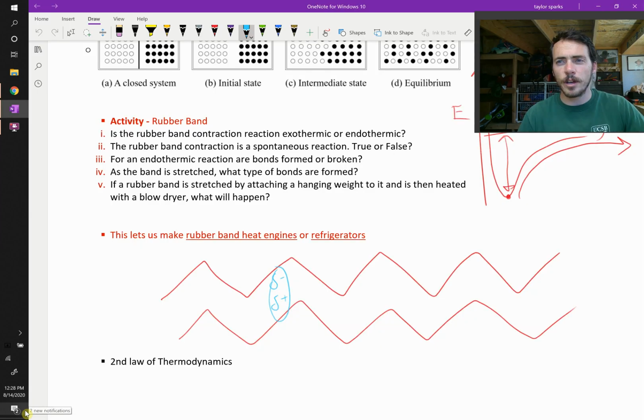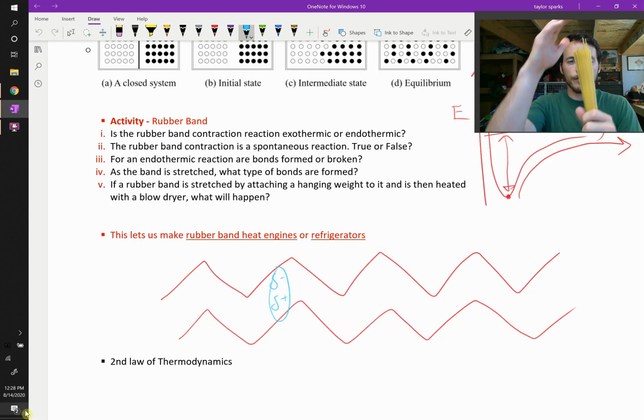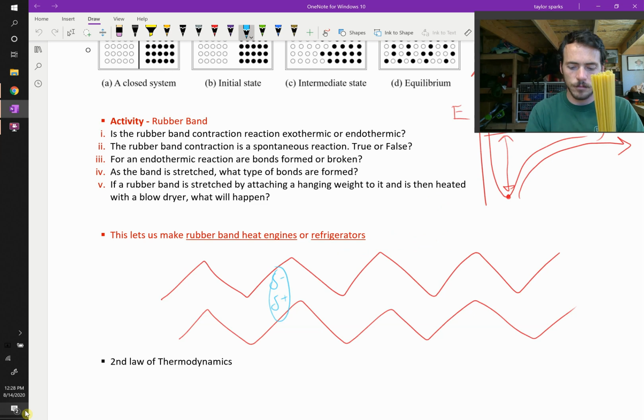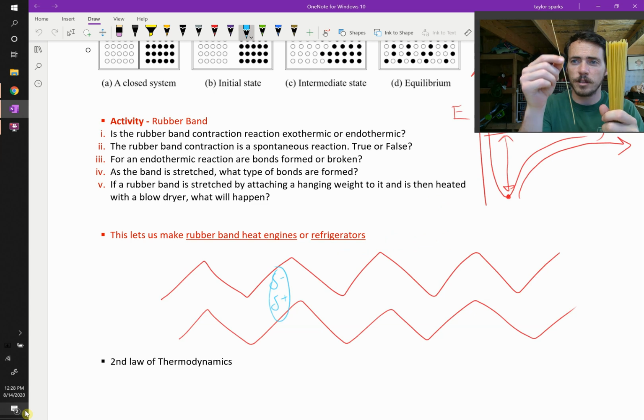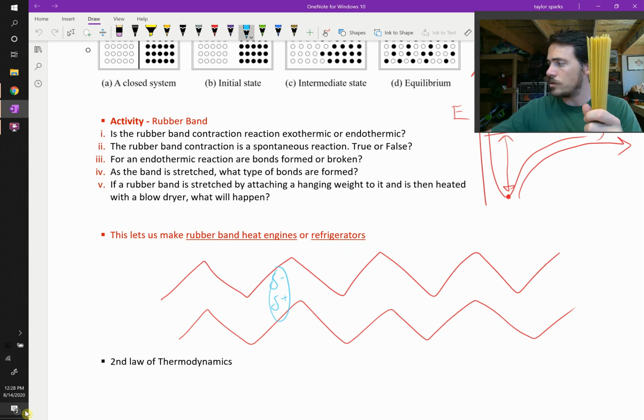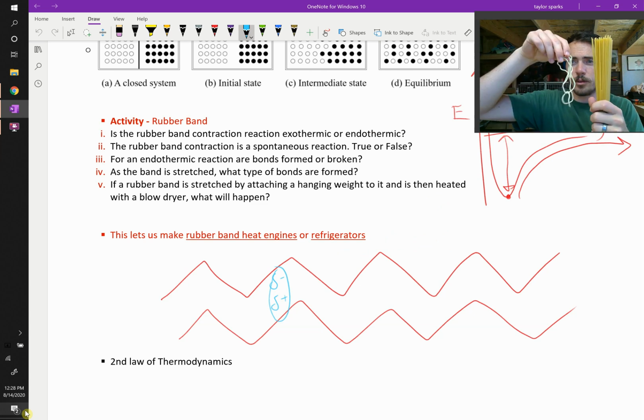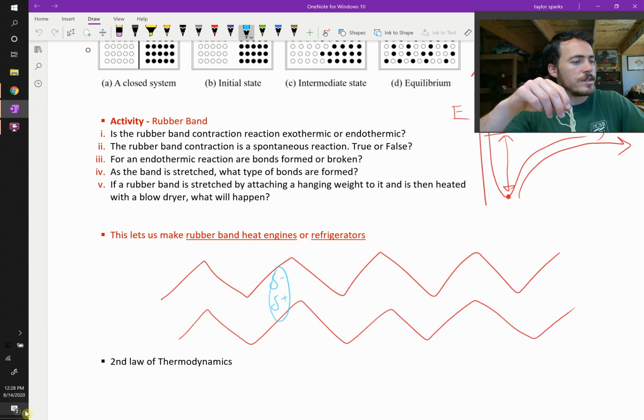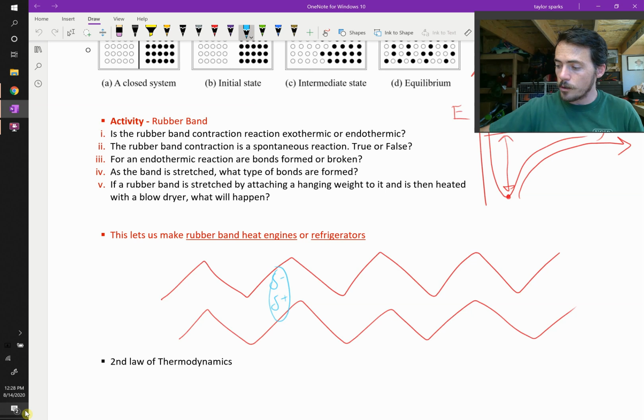Basically, what we're doing is when it's stretched out, it looks like this. But if you give it energy, you give it energy to break some of these bonds and allow them to go from a straight noodle to a more disordered noodle, right? So even though it's endothermic, what is driving this reaction is entropy. The desire of the universe to become more disordered is what's driving this reaction. And that is the second law of thermodynamics.